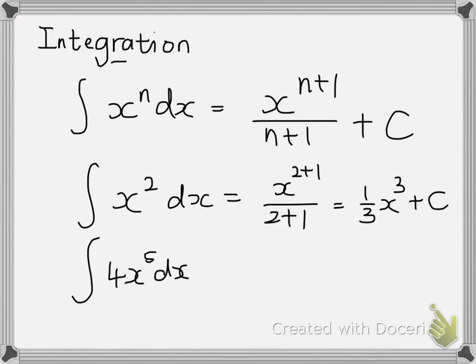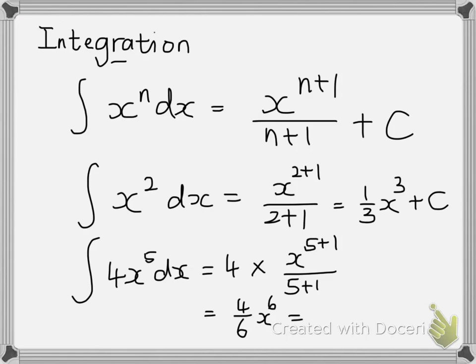Now that number 4, because it is a constant, has nothing to do with integration, so you leave it out. So it's 4 multiplied by the integral of x to the power 5. So x to the power 5 plus 1 over 5 plus 1. That gives you 4 over 6, x to the power 6. And then you must always simplify. Your answer must be the simplest possible. So 2 over 3, x to the power 6 plus c.